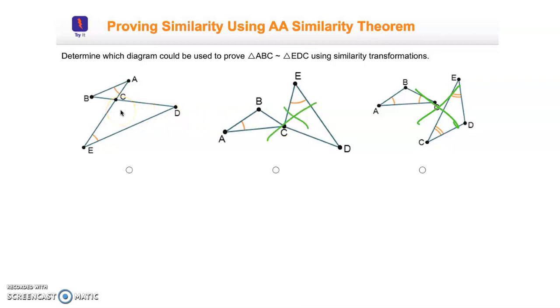If we look at this first one though, we have A is congruent to E, and we know that angles ACB and DCE are vertical angles. And we know vertical angles are congruent. So we know that we have 2 angles of the triangle, so we know that ABC is similar to EDC.